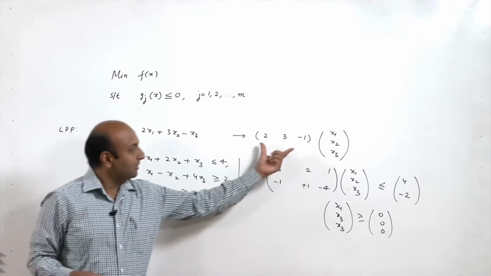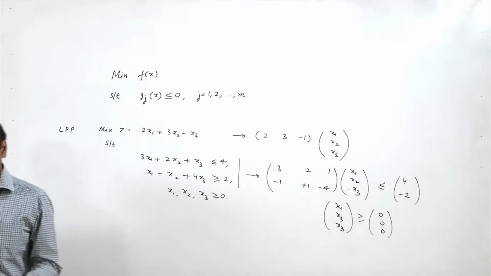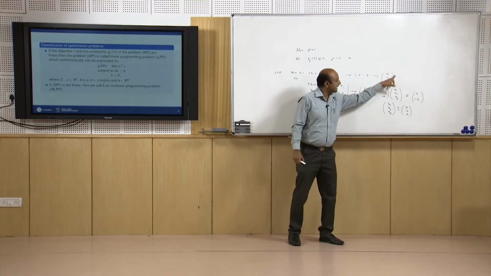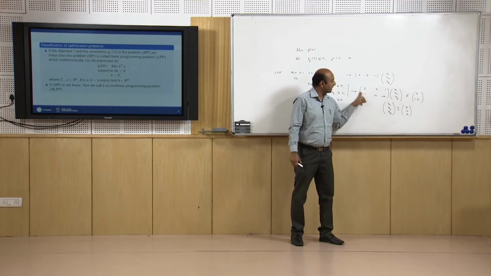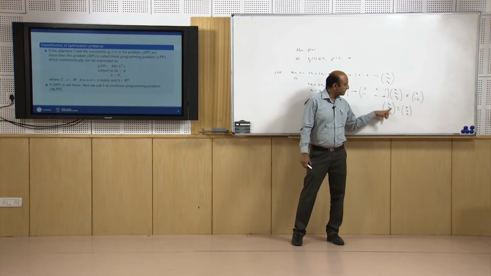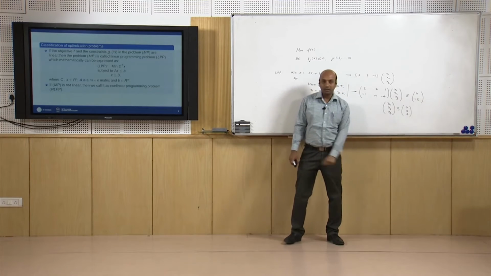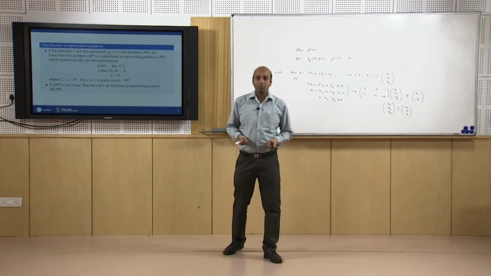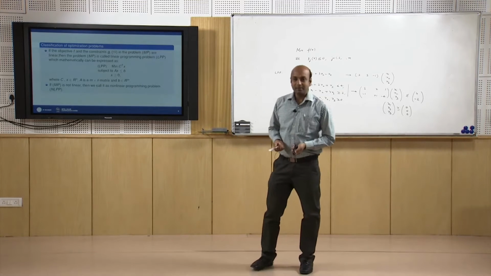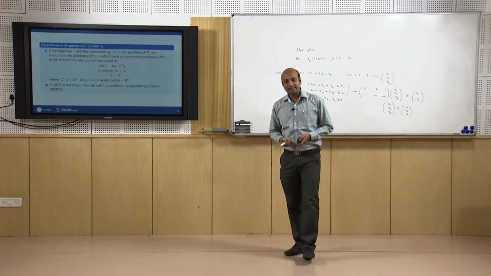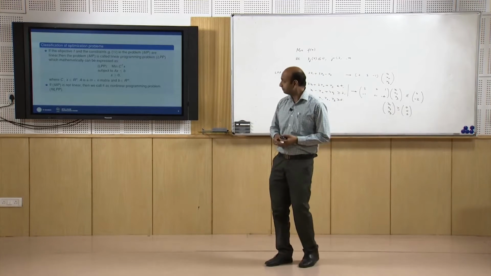So basically in this formulation, if you compare with this formulation, this is C transpose and this is X, this is a matrix A of order 2 cross 3, this is X less than or equal to B, this is a vector B, and this X greater than or equal to 0. Okay. So, we can always express any linear programming problem in this way, that is minimizing C transpose X subject to Ax less than or equal to B and X greater than or equal to 0.